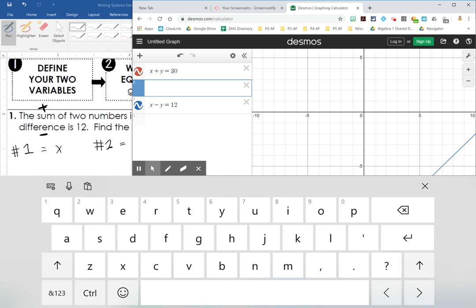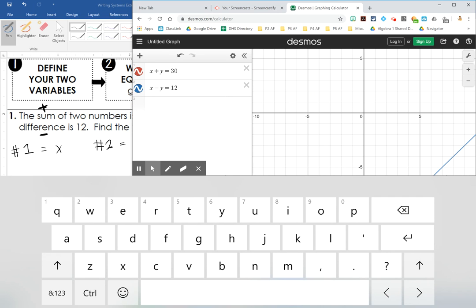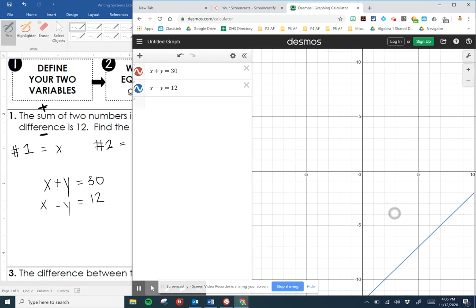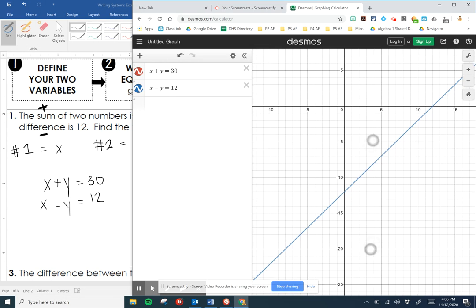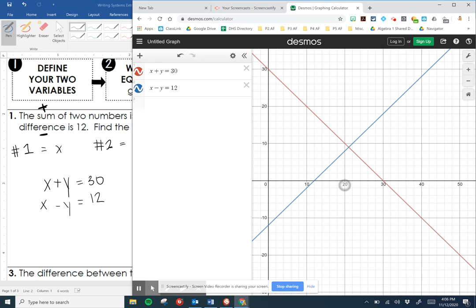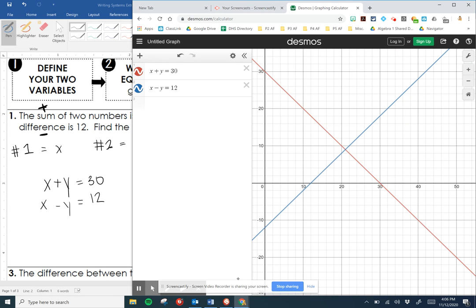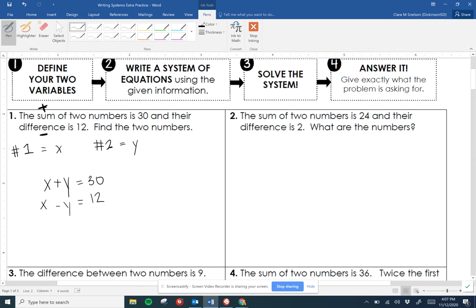Okay, so we look at these two graphs. Wherever their intersection is, that is where the answer is going to be. So you can see the answer is 21 and 9. So the first number is 21, the second number is 9. You don't have to solve these. I just wanted to show you that you can do that. If you want to know the answer, you can always graph the system to find the solution.